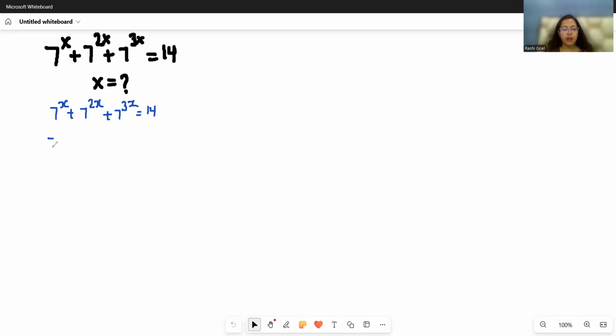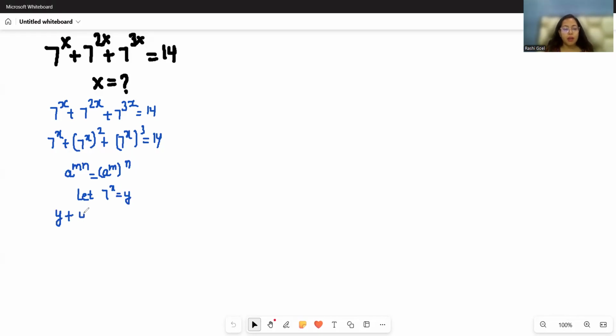Now we can write this as 7^x + (7^x)^2 + (7^x)^3 = 14. As per the exponent rule, a^(mn), we can write it as (a^m)^n. So now let 7^x = y. So it becomes y + y^2 + y^3 = 14. So y^3 + y^2 + y = 14.